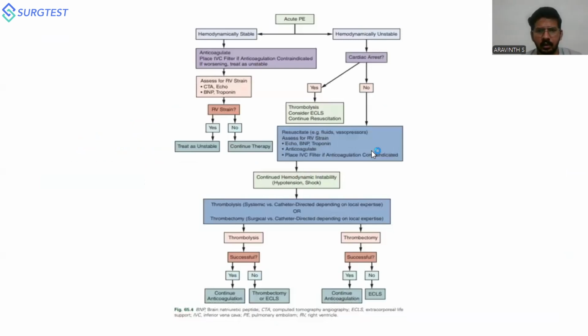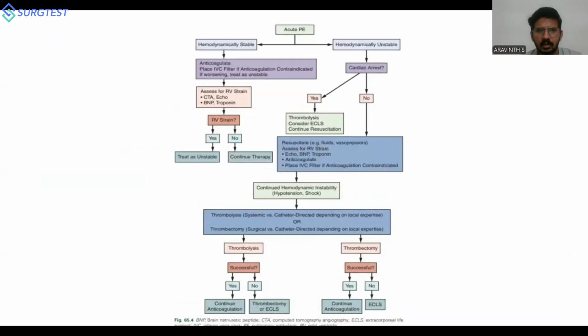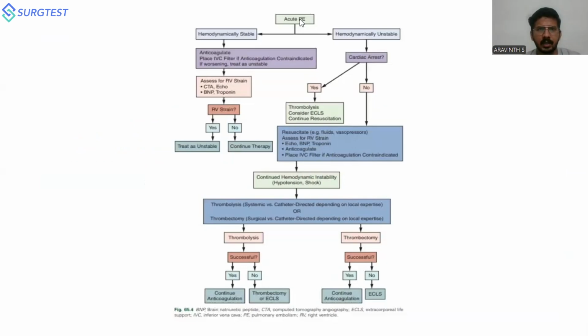When you look at this very closely, a patient can present with acute pulmonary embolism. Once they present, as I told you, they can be hemodynamically stable or hemodynamically unstable. The question was about the hemodynamically stable part. Once they're hemodynamically stable, there's no role for thrombolysis. Drive it straight into your head. You do not thrombolyze a patient who's hemodynamically stable, as the current guidelines say.